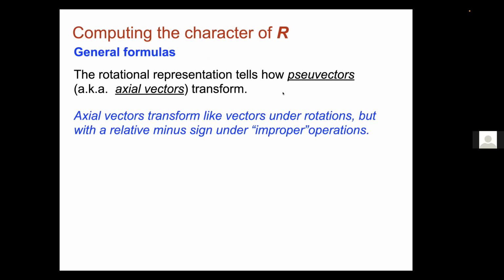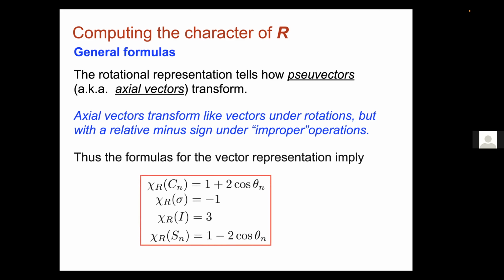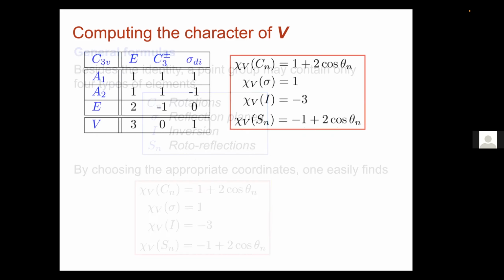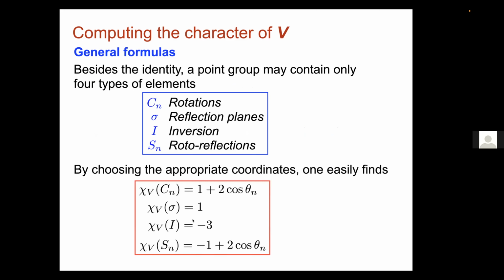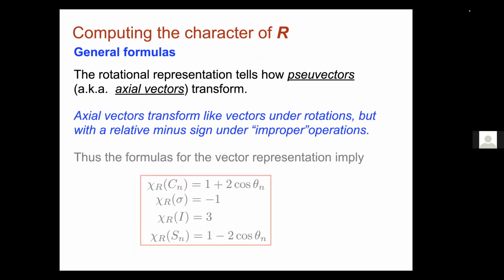So axial vectors transform like vectors under rotations, but have a relative minus sign under improper operations. This is just because under inversion, a vector changes sign, while under inversion a pseudovector doesn't change sign. For instance, the angular momentum is the vector product of r, the position vector, times p, the momentum. Inversion inverts r and p, but the two minus signs cancel and L doesn't change under the inversion. Since all the improper operations can be found as the inversion multiplying something, as you've seen in the exercises, this is the general rule. So immediately from the previous table of formulas, I just have to add a global minus sign here and here, and I get the table for the rotational symmetry.